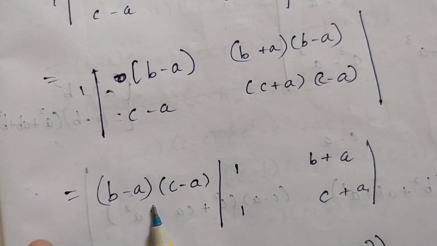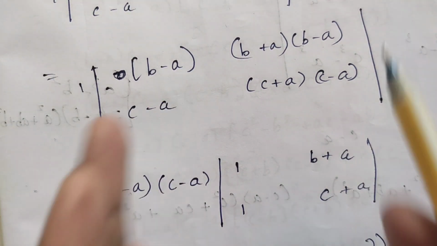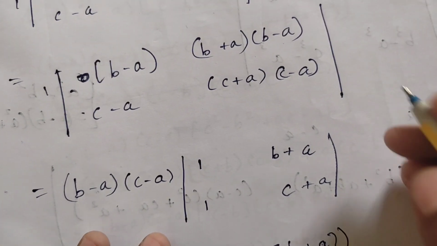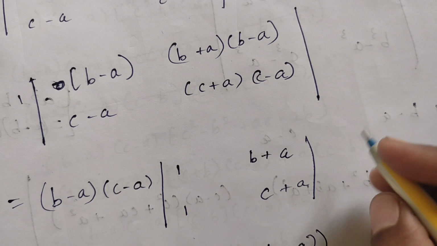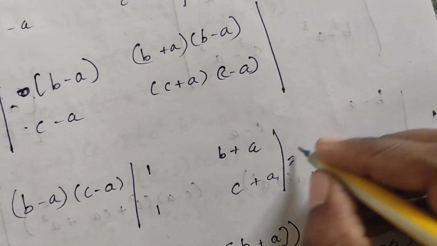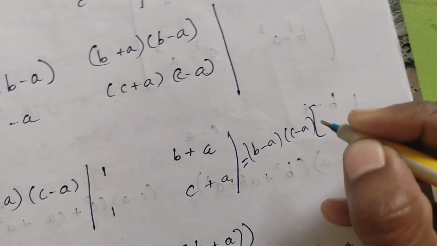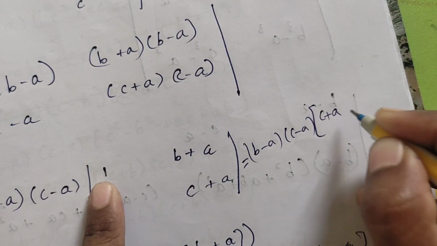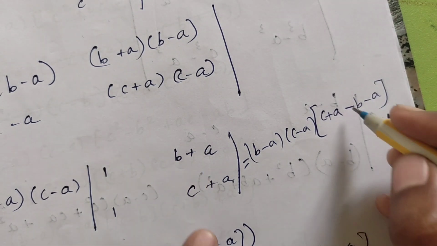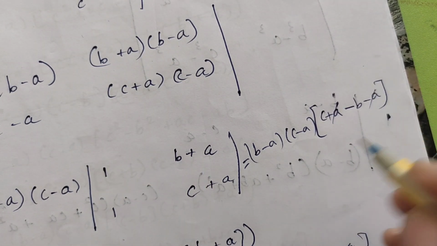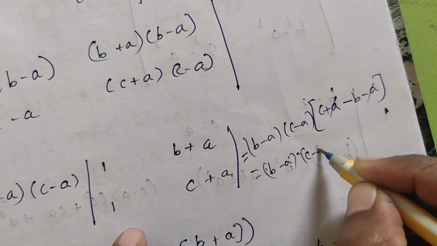So B minus A, C minus A. Now our determinant 3 by 3 is reduced to a 2 by 2. Now this is equal to C plus A minus B plus A. See, now this is equal to B minus A into C minus A into C plus A minus B minus A. So C, A will get cancelled. We have B minus A, C minus A, C minus B.